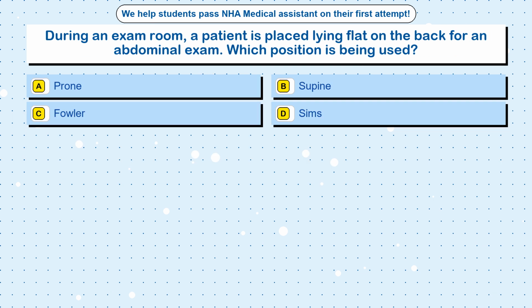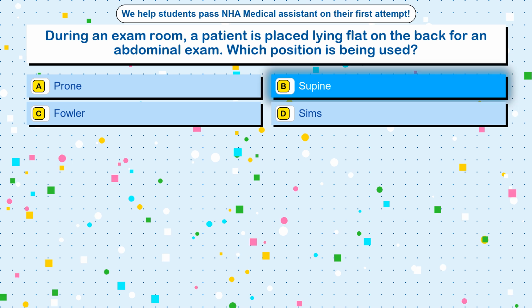Question 74. During an exam room, a patient is placed lying flat on the back for an abdominal exam. Which position is being used? Option A. Prone. Option B. Supine. Option C. Fowler. Option D. Sims. The correct answer is option B.